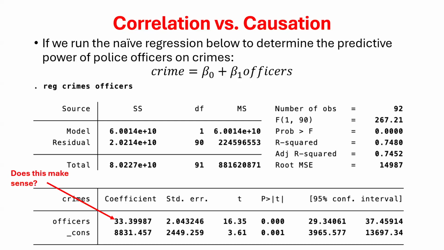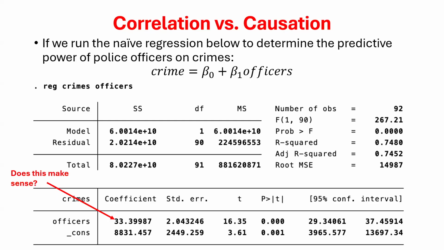So if I run a simple linear regression, now this one is kind of interesting. How much of the variation in the number of crimes is explained by the number of police officers? If I look at my R squared, almost 75%. So that one variable probably matters a lot, right?